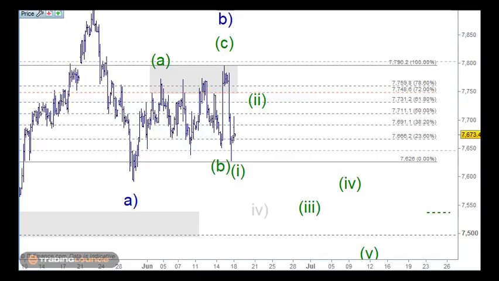And the 50-60% retracement level would be in here. So it can still move up into this space as an A wave, a B wave, and a C wave up into here. So no need to panic just yet.